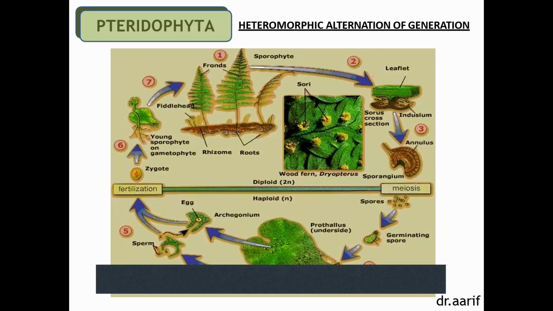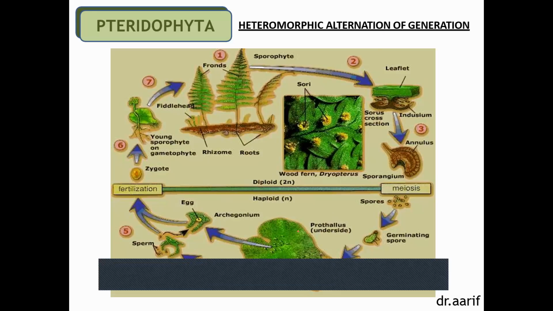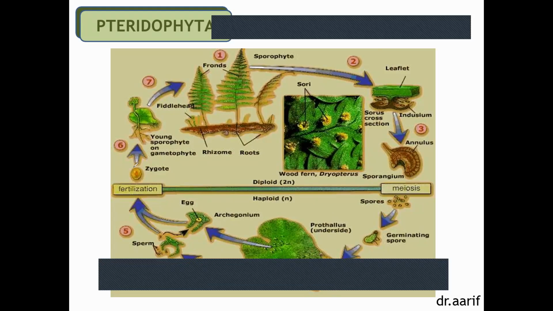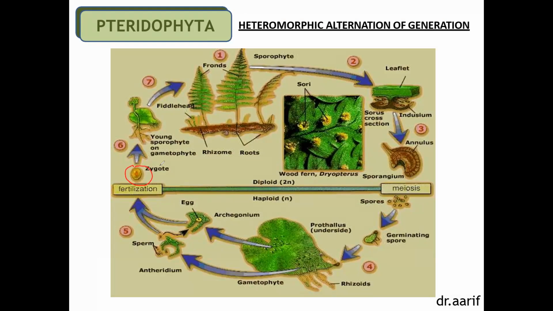Then this is the life cycle of pteridophyte. How exactly it is going to show their life cycle. So we're going to start from here. So after the fertilization, zygote is going to be formed. So zygote is diploid in nature.